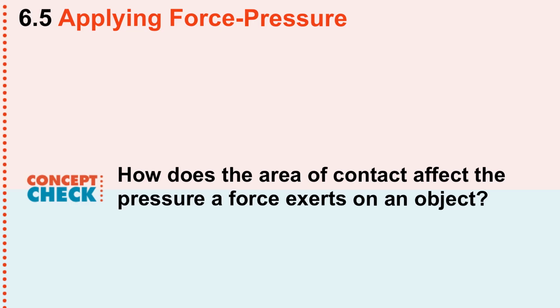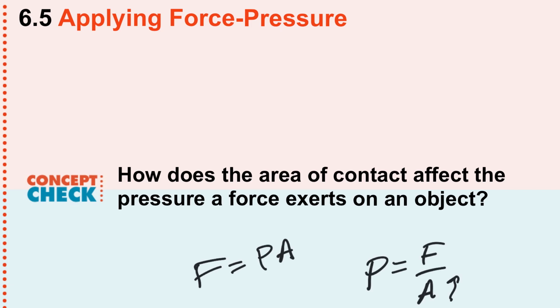So here's your last question. How does the area of contact affect the pressure a force exerts on an object? So what is your formula? Pressure equals force divided by area. So as the area increases, as this number goes up, what happens to the pressure? Remember, I can solve for P, I can solve for F here, P over A, and if they're on the same side of the equal sign, as A goes up, P has to come down. So if you increase the area over which a force is exerted, the pressure of that force reduces. As you reduce the area, the pressure increases. Hope that helps.